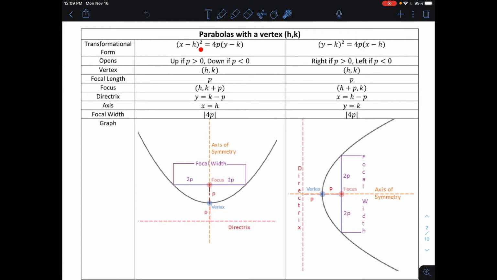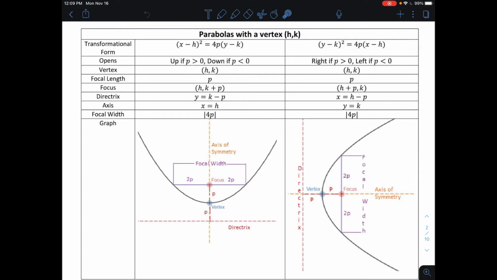Now, if x is being squared for a parabola, it's going to open up or down. If y is squared, it's going to open sideways, either right or left. The vertex is going to be (h, k) in both instances, so that's how I would find my vertex if it's written in this form.